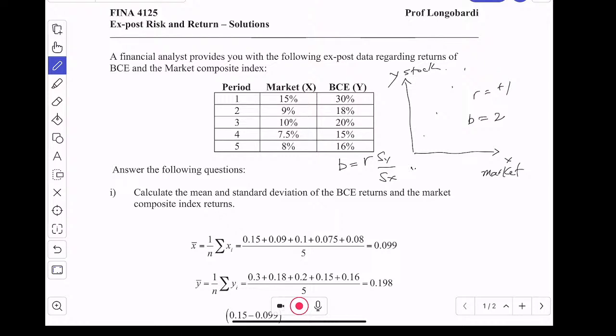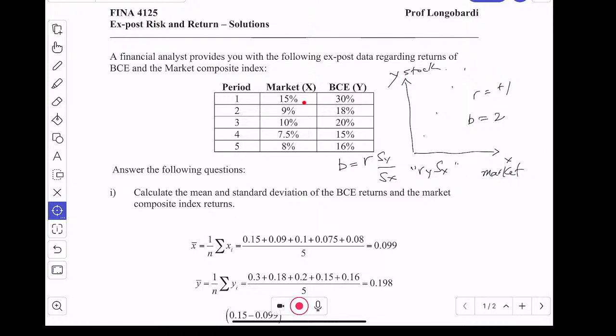So I go through explaining where that comes from, or reminding you, because you should have seen this before, and I refer to the mnemonic device to remember that as risk. So it's RSY over SX. You got to remember the general pattern, but it's SY on top and SX on the bottom. And why risk? Because B, the slope, is a measure of the sensitivity of the stock's returns to the market.